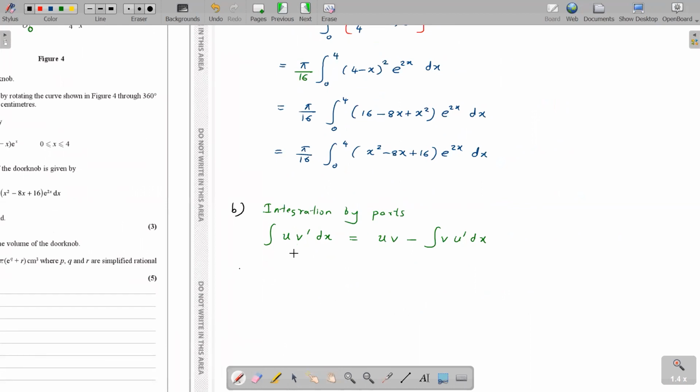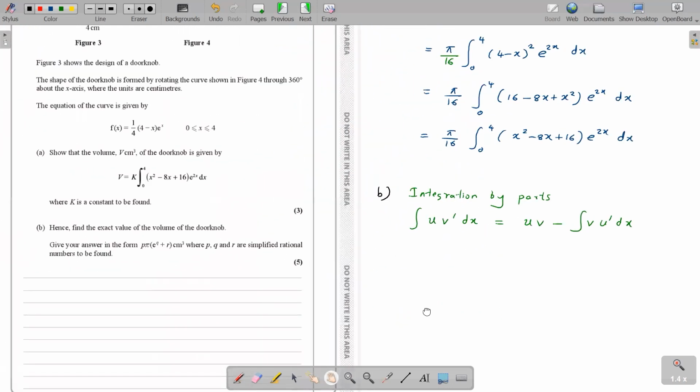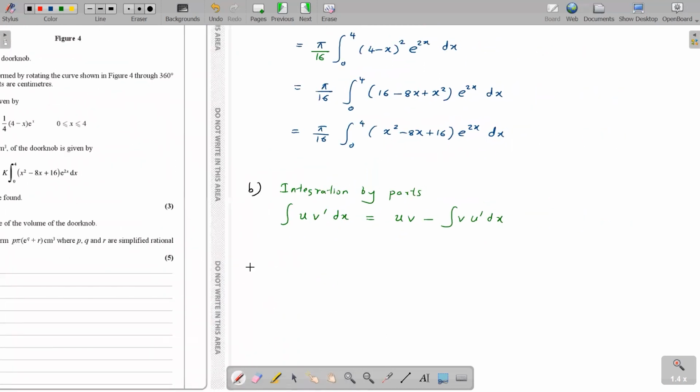So shall we take this part? I'll take the part that I need to integrate, x square. I'm keeping the pi over 16 outside for the moment. Or shall we take it and do the sum? We'll take it and do the sum, otherwise we might forget. So I'm getting the volume here, right? They're asking me to find the volume in this particular format. Okay. So volume equals pi over 16 integration 0 to 4, x square minus 8x plus 16, e to the power 2x.